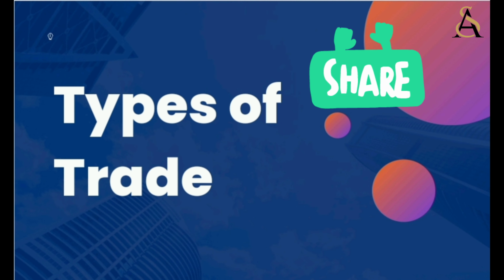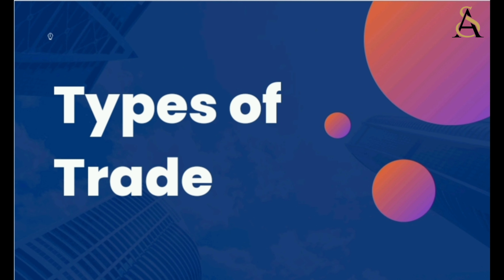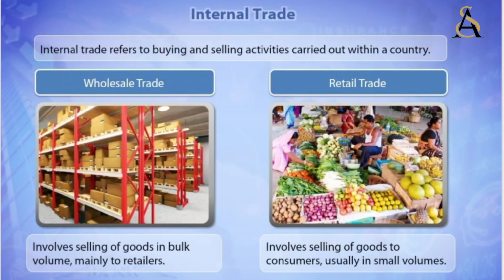The next topic is types of trade. The first type of trade is internal trade, which we also call home trade and domestic trade. Internal trade means buying and selling activities carried out within a country. Within the geographical boundaries of a country, when activities of buying and selling are done, it is called domestic trade or internal trade. It is of two types, wholesale trade and retail trade.